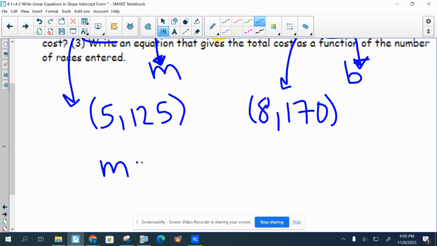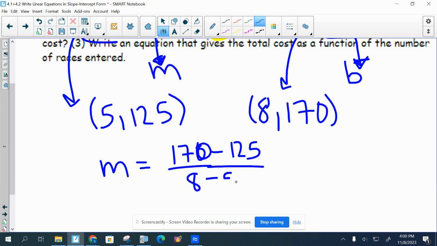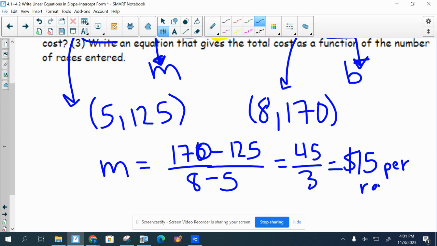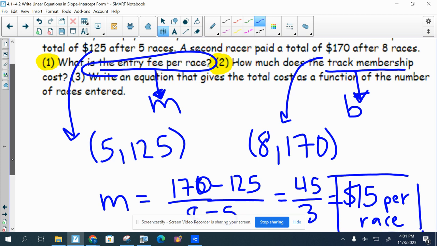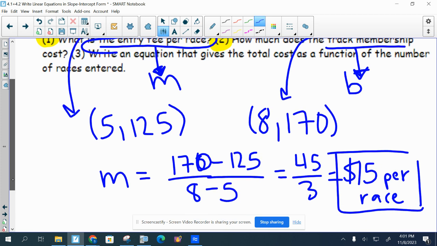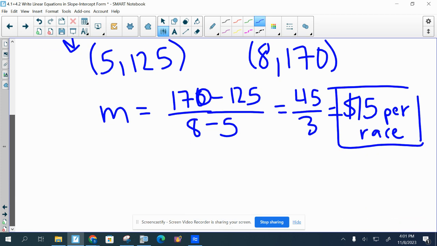So then if we use those 2 points, we can figure out what the rate is by finding the slope between them. So we're going to do 170 minus 125 for the y coordinates, and then 8 minus 5 for the x coordinates. So that would give us 45 over 3, which is $15 per race. Okay, then to find the initial membership cost, we're going to figure out what the b is in the equation. So that's step 1.